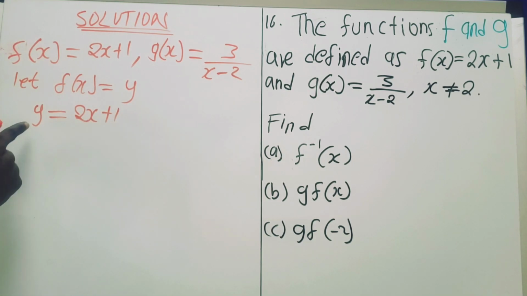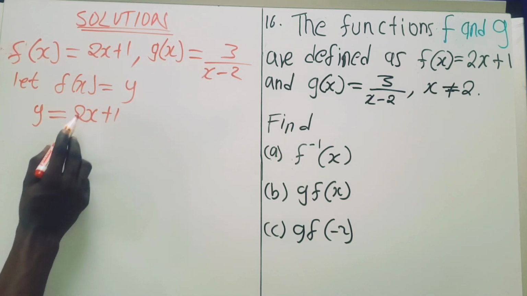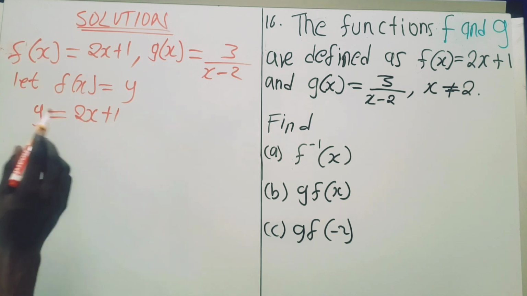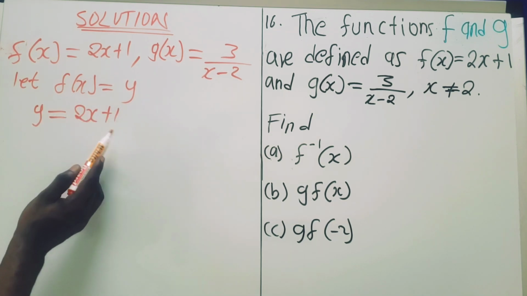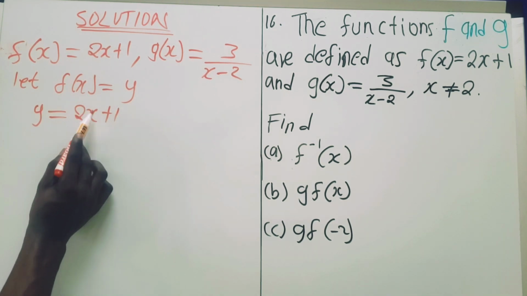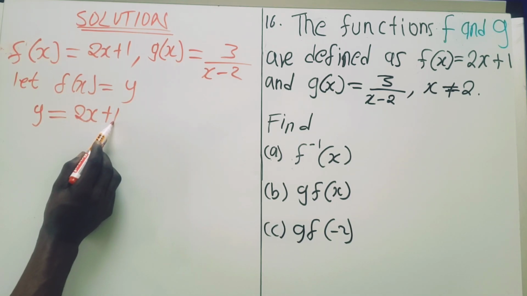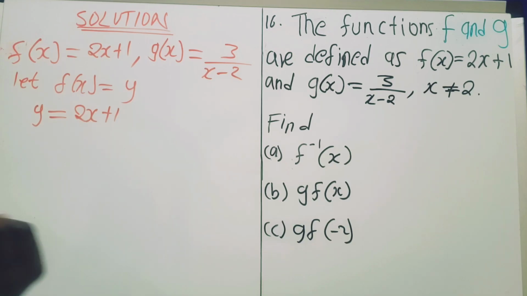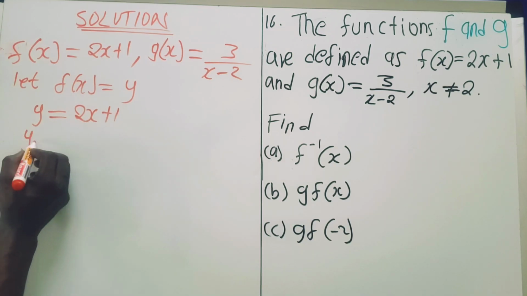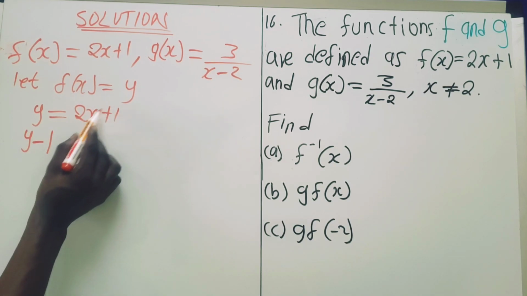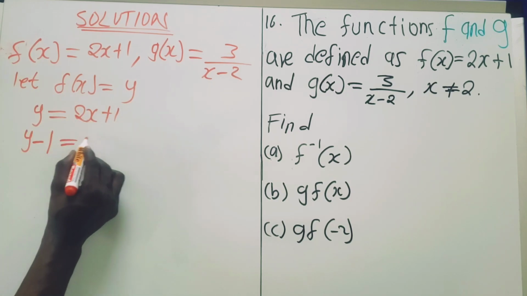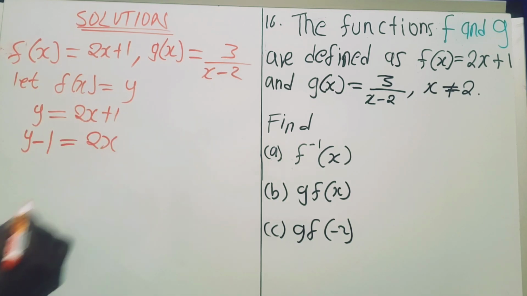Then the next step, you make x the subject of the equation. Meaning whatever is here, you bring it on the other side. So since we have positive 1 here, we are going to take it to the other side and it will become negative 1. So we are going to have y minus 1. This positive has come this side, and we are going to remain with 2x this side.